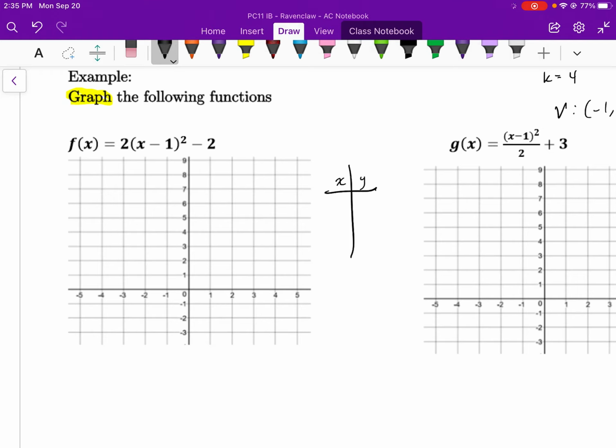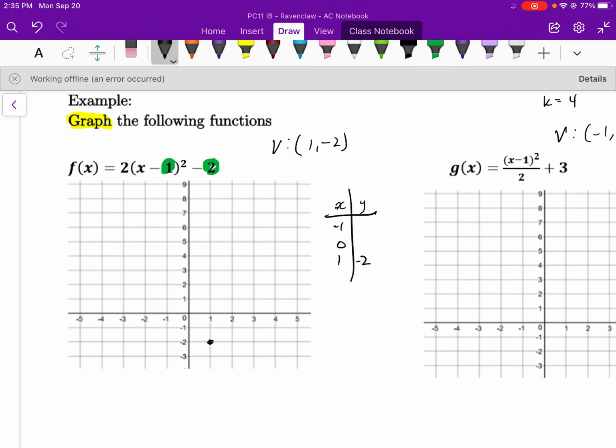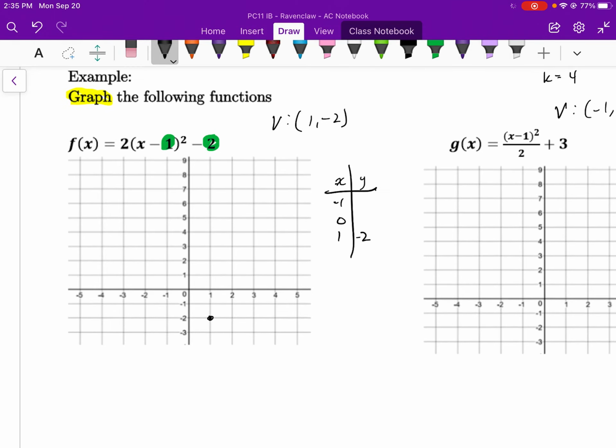What point do we need? The vertex. Well, my vertex here is 1, -2. I can get that by looking at the values of h and k. So in my table of values, I'm just going to put 1, -2, so that's down here. And then I'm going to ask myself, well, what is the y value when x is 0, when x is -1?